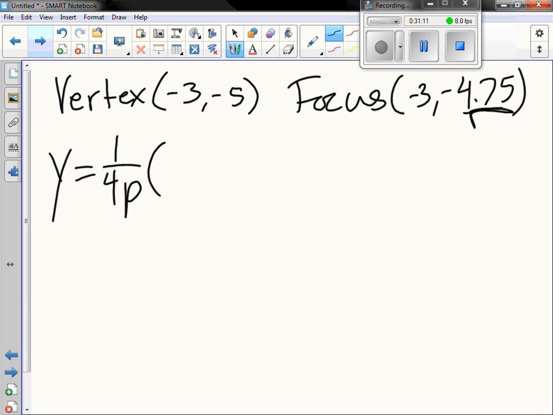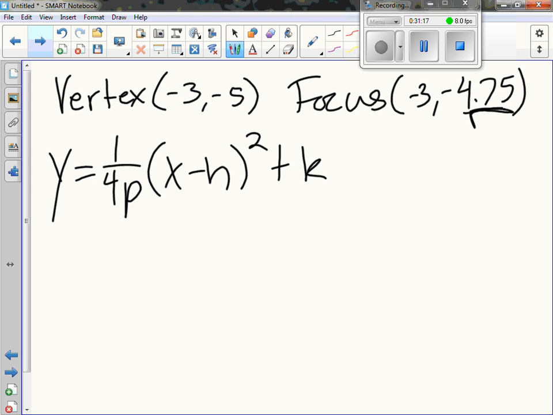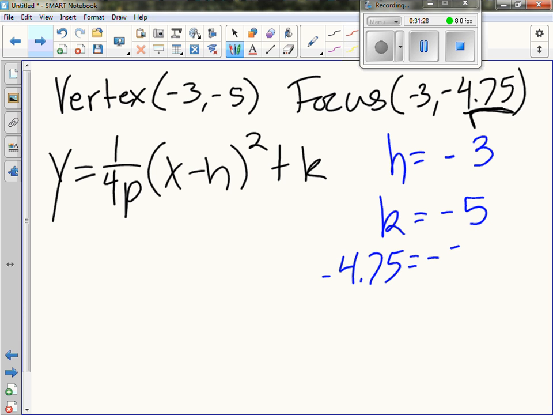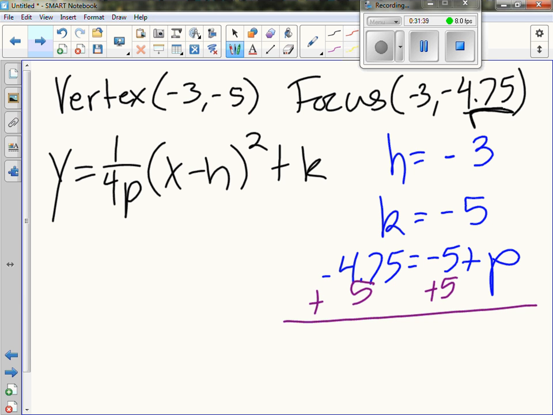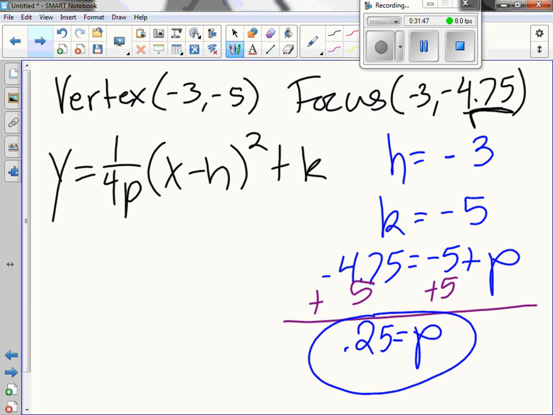1 over 4p, parenthesis, x minus h squared plus k. So our value of h is what? K is, and we're saying -4.75 is equal to -5 plus p. So we'd add 5 to both sides, and yes, 0.25 is equal to p.